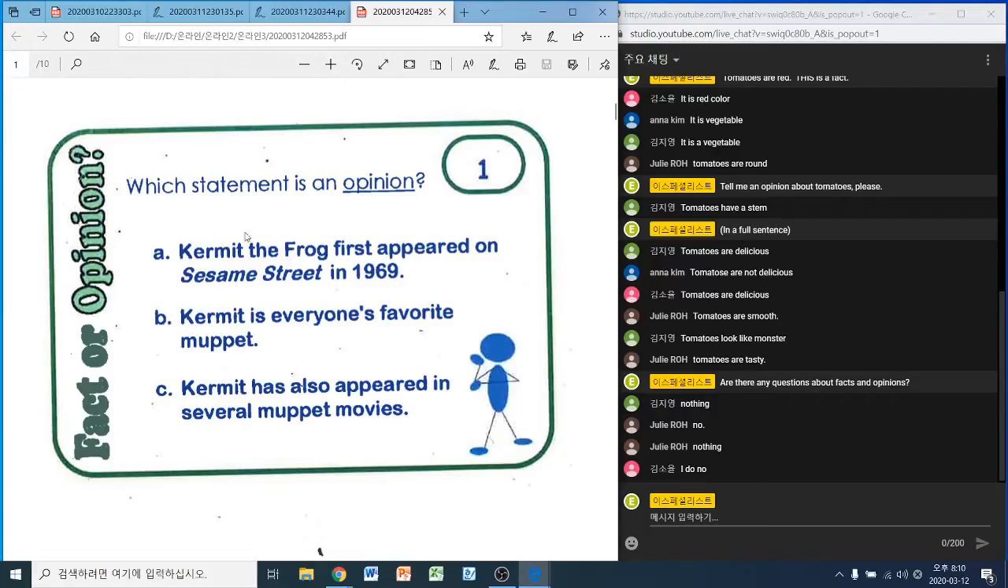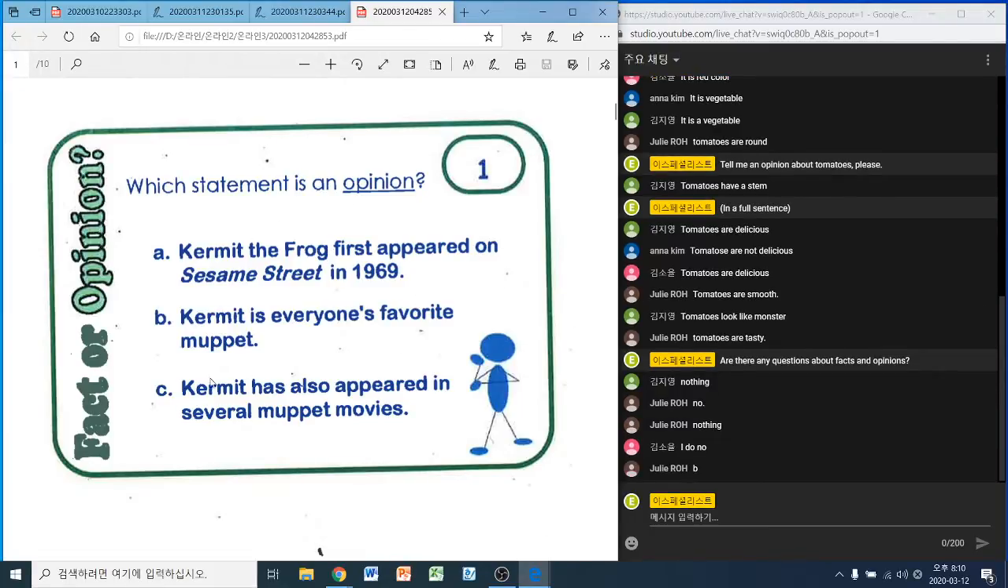Alright, here we have a quiz. Which statement is an opinion? A. Kermit the Frog first appeared on Sesame Street in 1969. B. Kermit is everyone's favorite Muppet. And C. Kermit has also appeared in several Muppet movies.